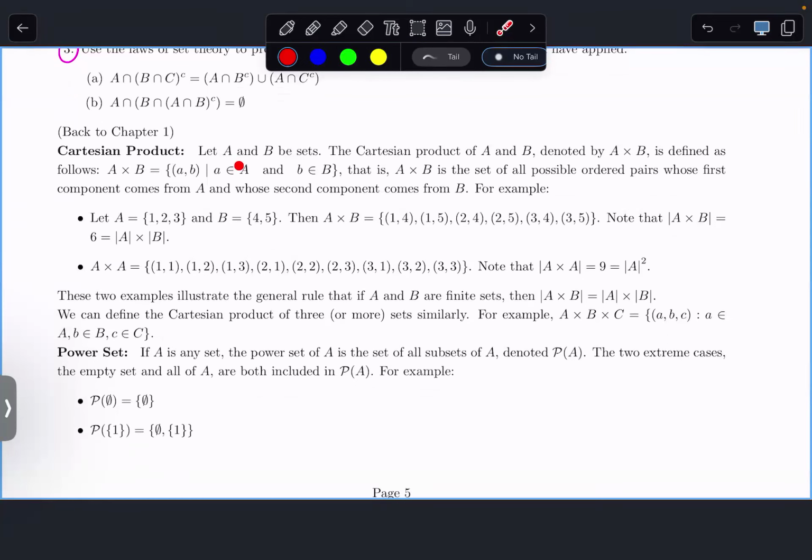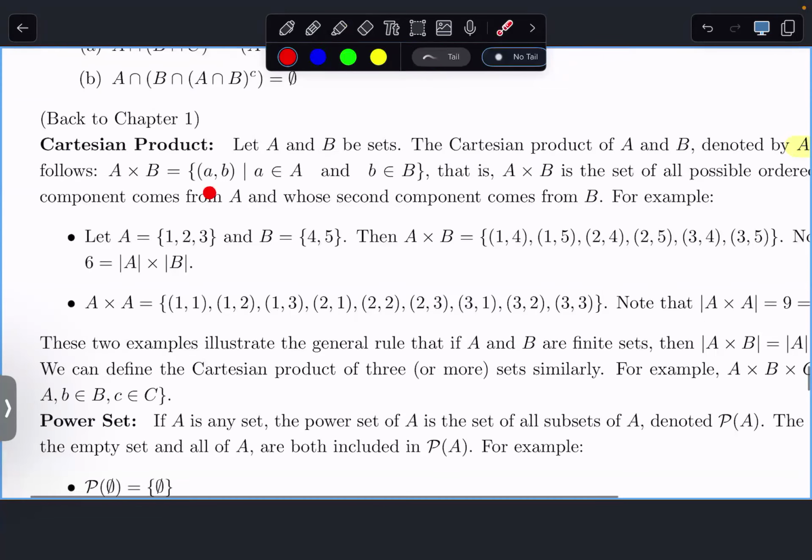A and B are sets, fair enough. Okay, I'm with you. The Cartesian product of A and B, which is denoted by A times B with the X, is defined as the coordinates (a, b) such that, so now I have these coordinates, right? XY coordinates or AB coordinates, such that a is in the set A and b is in the set B.